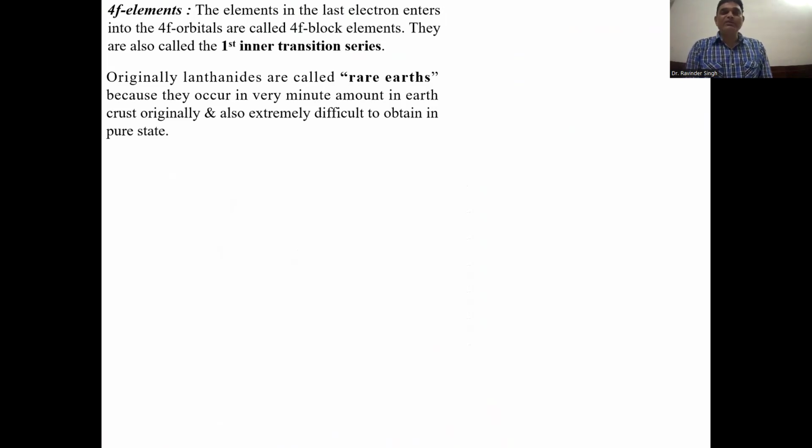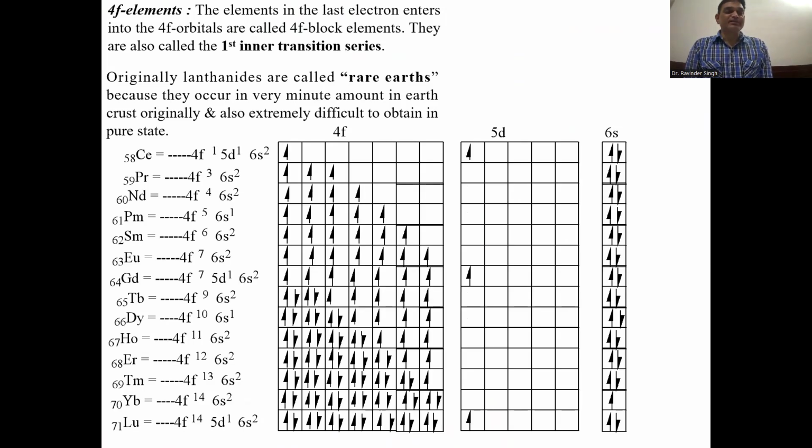Originally, these lanthanides are called rare earths because they are present in very minute amounts, very small amounts in the earth's crust. Now, due to research, we have extracted some of the elements, but it is very difficult to extract them, and extremely difficult to obtain them in the pure state. They are present in very, very small amounts. That's why originally they are called the rare earths.